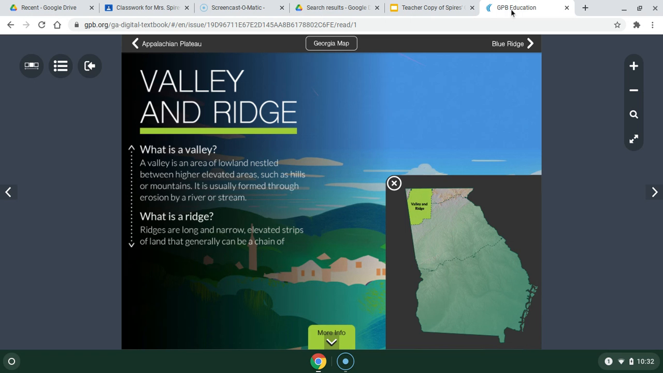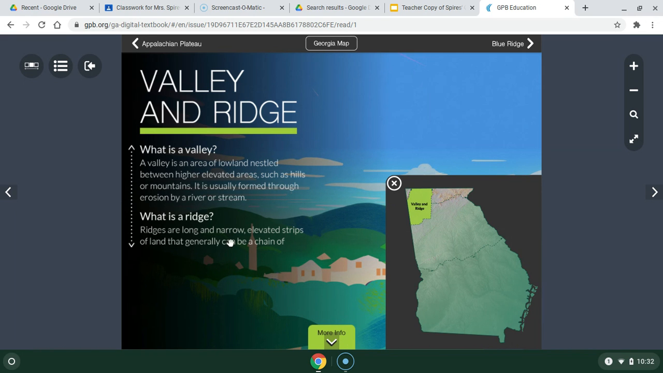All right, so let's look at some pictures. Valley and ridge. So you've got two things going on in one place. A valley is an area of lowland that is between higher places, like hills or mountains. So in these valleys, you usually have like a river or stream, and these places were made by erosion. So it used to be high up, and it was carved down by erosion.